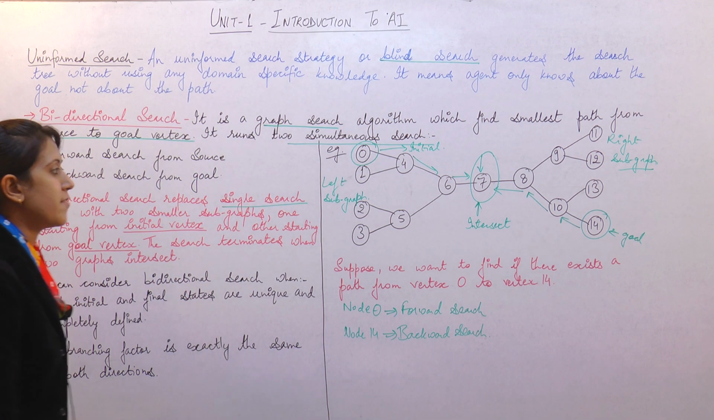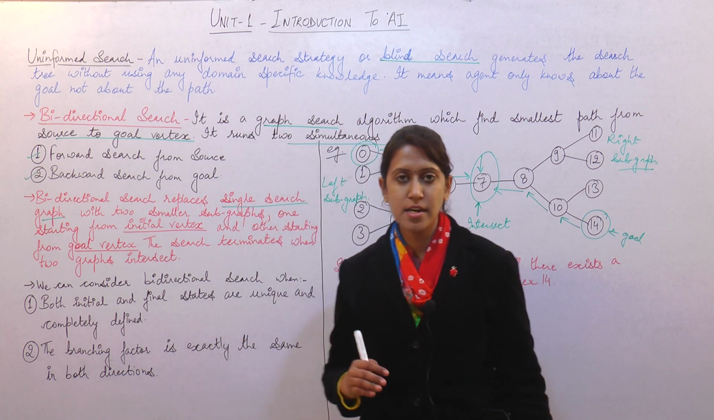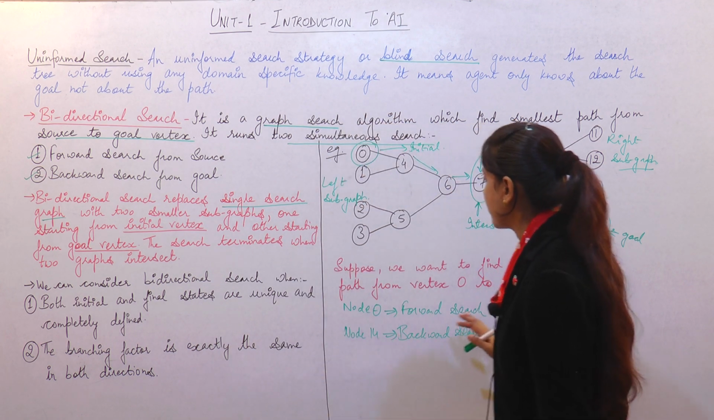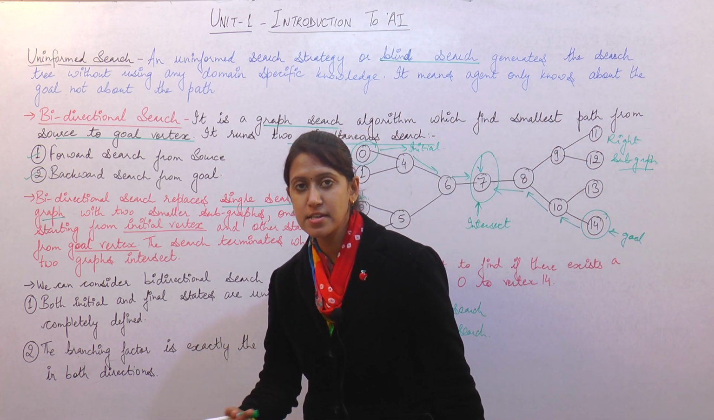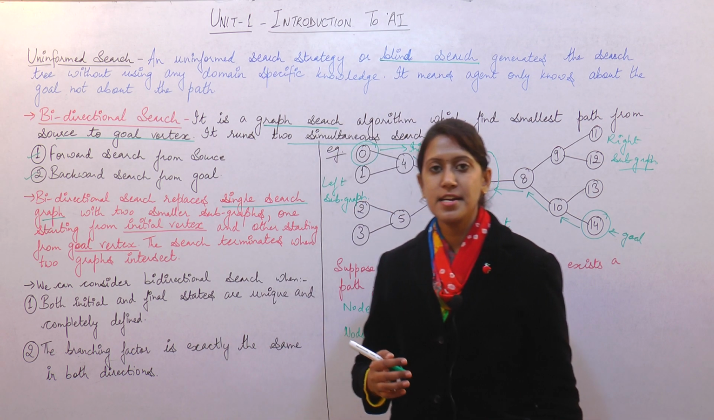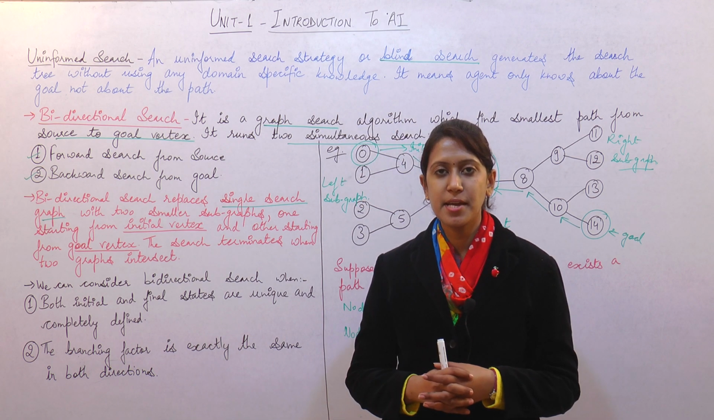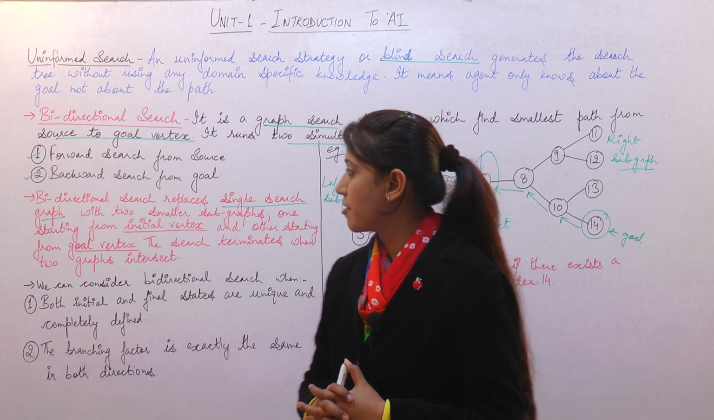So in this way we can implement bidirectional search by implementing both searches. The first one is forward search and the second one is backward search, and both these searching techniques work simultaneously and intersect at a point. After intersecting at the same point, the search terminates and we get the minimum shortest path of the given graph. So this was all about bidirectional search.